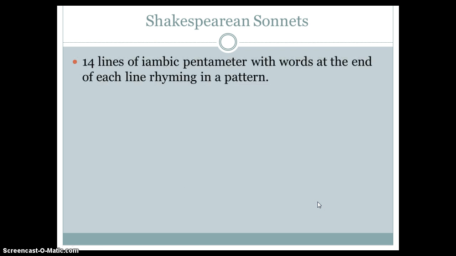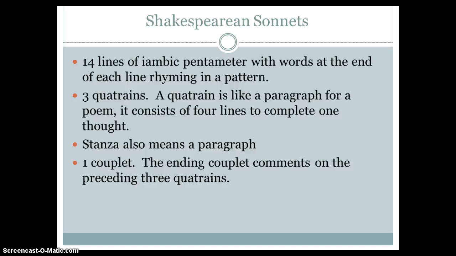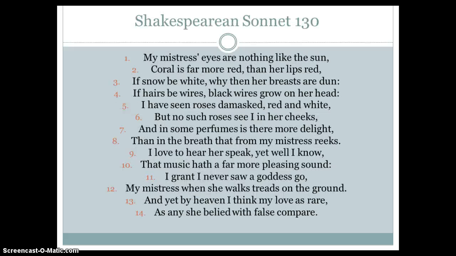Shakespeare's sonnets: 14 lines of iambic pentameter with the words at the end of each line rhyming in a pattern. 3 quatrains. A quatrain is like a paragraph for a poem that consists of 4 lines to complete one thought. Stanza also means a paragraph in poetry. 1 couplet, the ending couplet, comments on the preceding 3 quatrains. Rhyme scheme A, B, A, B, C, D, C, D, E, F, E, F, G, G. My mistress' eyes are nothing like the sun.